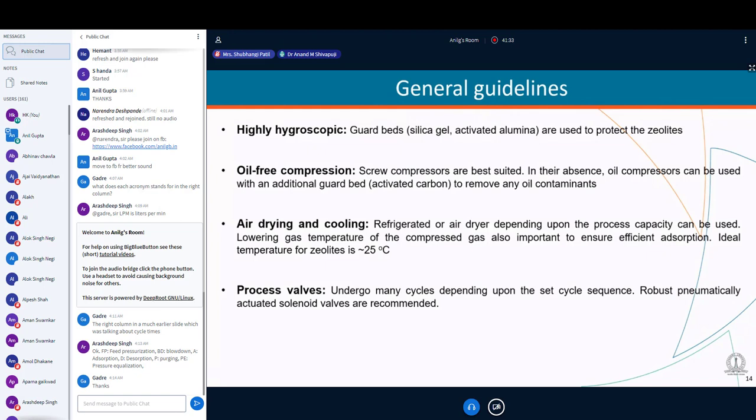And then the last one that I would like to flag is the process valves. This process is heavily dependent on the accuracy with which the valves operate, and their sequential operation, and the valves should operate very quickly. So robust, rugged valves will have to be used when designing these systems. Next slide, please.